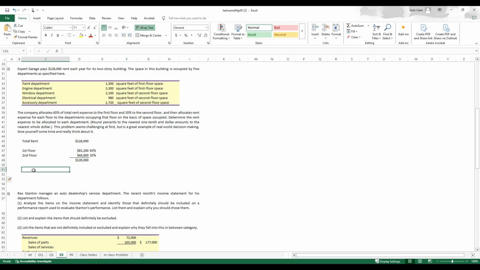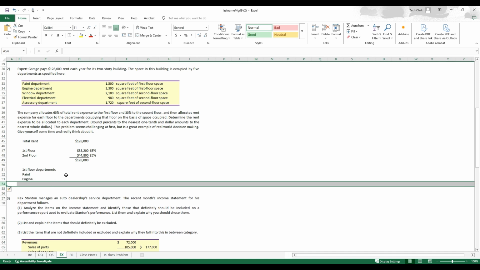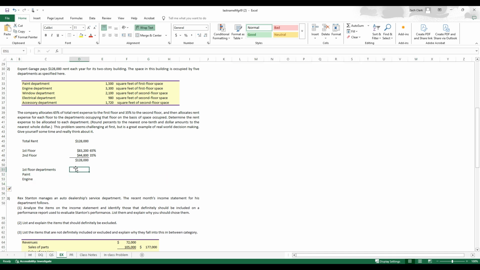So let's say first floor departments, and we have paint and engine. And that just tells us, here's the 2 first floor departments. And let's say square footage. And what did we have? Can we link up to these? Yeah, that's good. It's always better if you can link. That is what I find makes Excel work like it's supposed to.